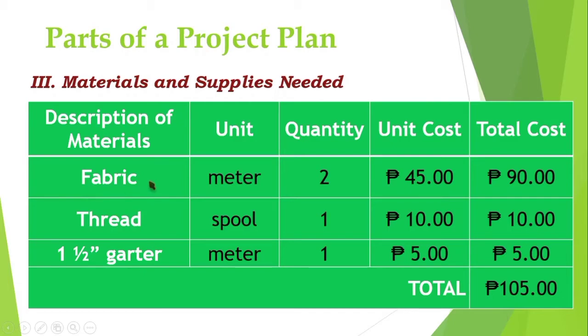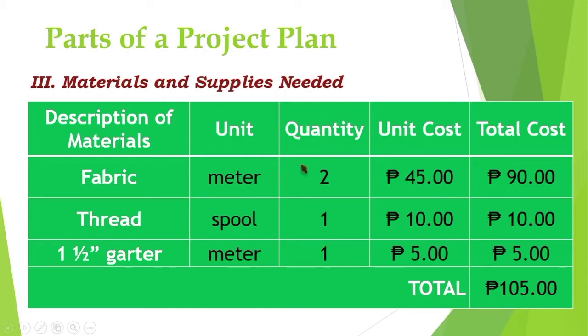At this part, you may also indicate the specific fabric that you were able to use in the making of your jogging pants. Okay? And then the unit, usually fabric is sold by meter. So you put here meter. In some other cases, it can also be sold by yard. So it depends on the store where you bought your fabric. And then the thread, it's usually sold by spool. And then 1.5 inch garter. So 1.5 inch, this will refer to the width of your garter. Okay, so it is also sold usually by meter.